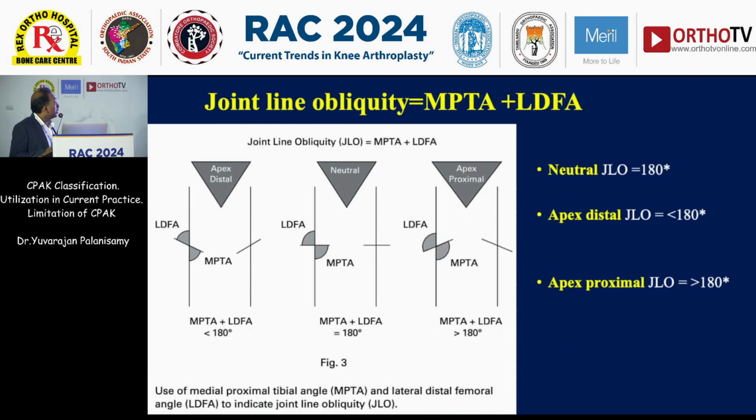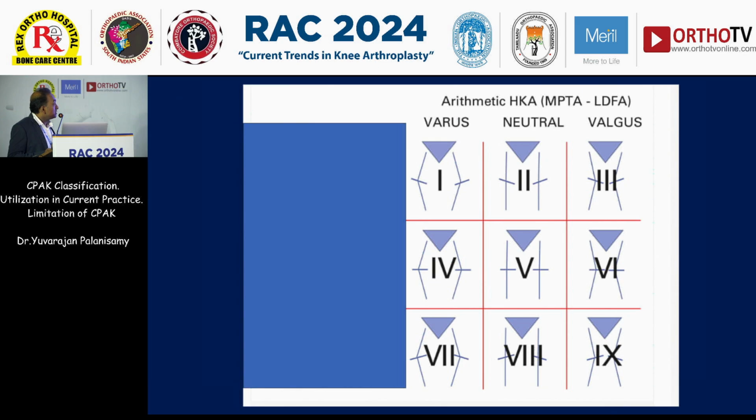Coming to the joint line obliquity, we have to add these two parameters, MPTA and LDFA. The neutral joint line is when the angle is 180 degrees. Anything less than 180, as you can see in the first picture, the joint line is directed downward, which is called an apex distal. The same thing when the joint line is towards the roof, in the proximal, the angle becomes more than 180 degrees. It's an apex proximal. This is the classification.